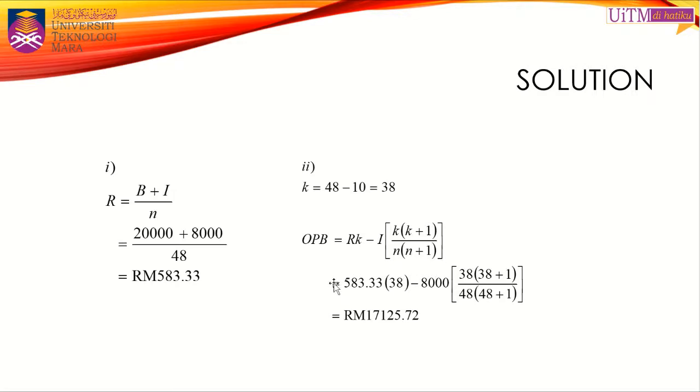You found that the outstanding principal balance, or outstanding payment balance, is equal to 17,125.72. So this is the amount that you have to pay if you want to settle your loan just after you make the 10th payment. Okay, hopefully that will clear some of the confusion in this topic. All right. Okay, so that is the first example for this session, and then let's look at the next example.